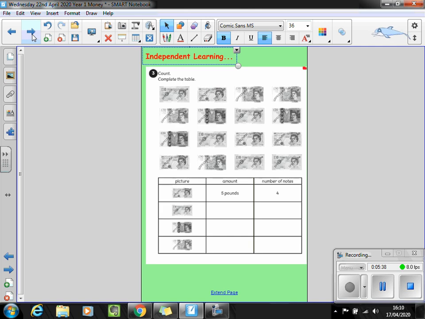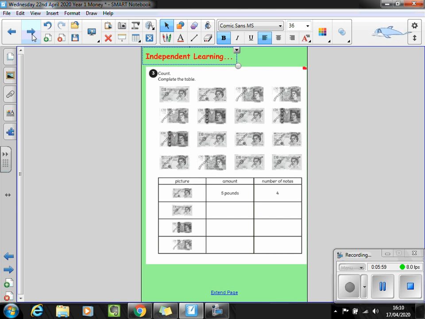Question 3. You've been given lots of pictures of different notes that we use in the United Kingdom. Could you complete the table below? Again, the first one has been done for you. I can see the picture shows a £5 note. So we've written the amount, £5.